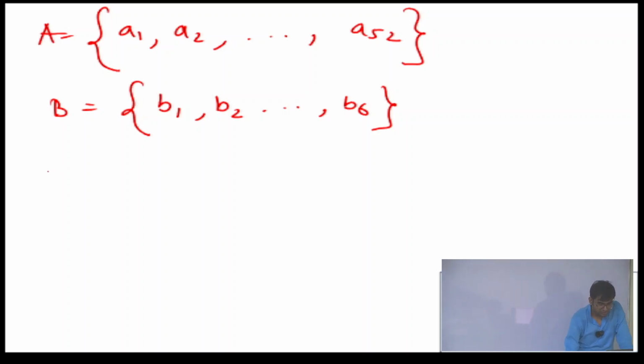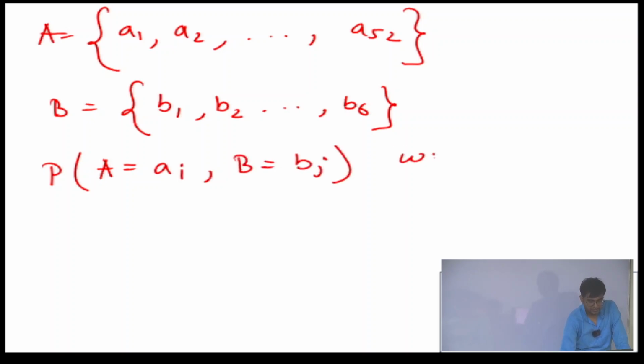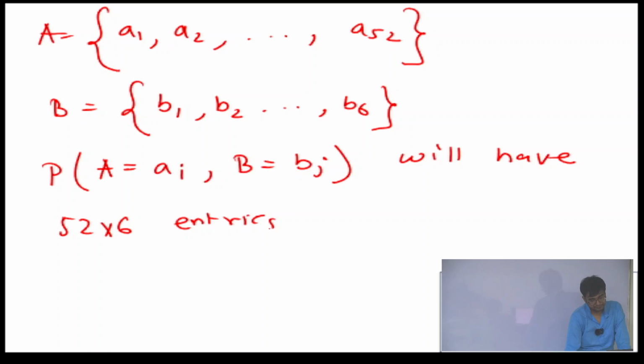So, the probability of A equal to Ai, comma B equal to Bj will have 52 times 6 entries. We agree, right? Because i can take 1 to 52, j can take 1 to 6. So, 52 multiplied by 6. That many entries this can have. Now, what is the learning problem? Let us try to understand. Now, we assume that the dice is unbiased. That is the assumption. We assume that each card will have an equal probability, might not be.